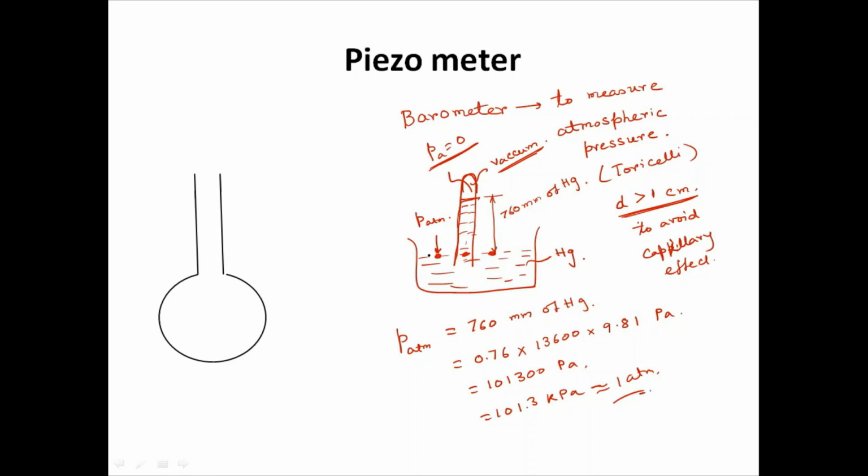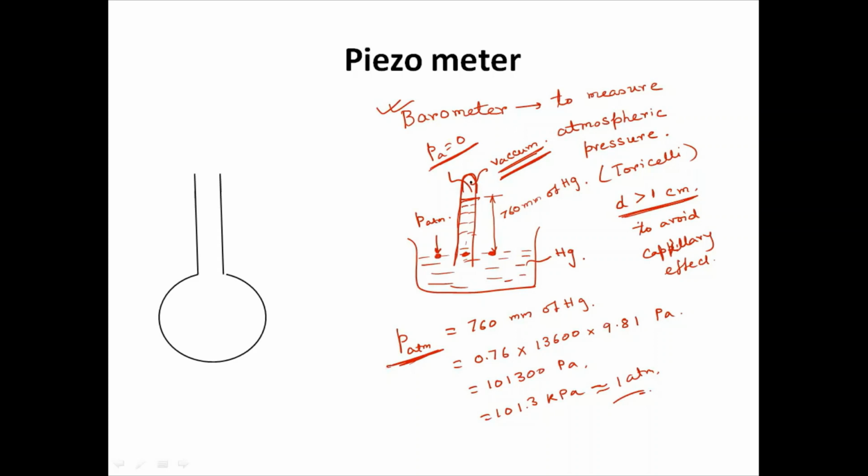So from the barometer, we are able to measure the absolute value of the atmospheric pressure. In this case, the main consideration was that it was a vacuum. This vacuum is known as the Torricelli's vacuum.